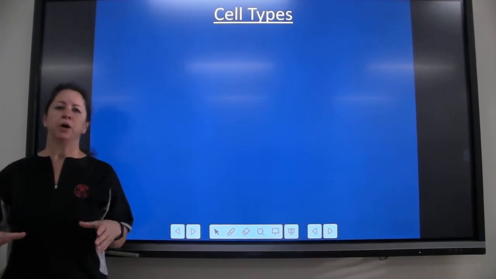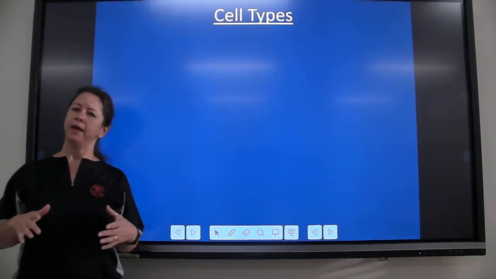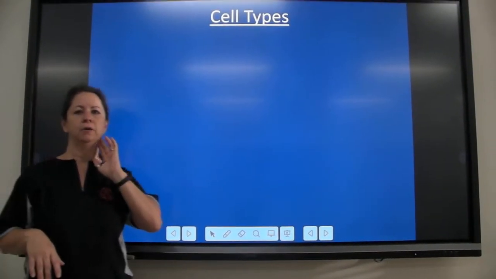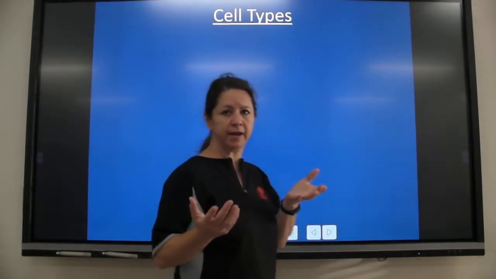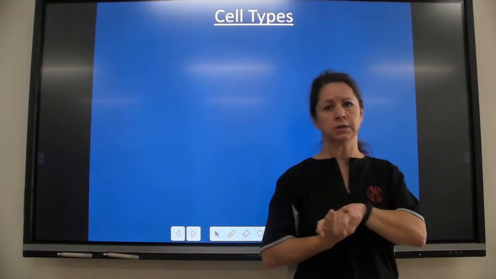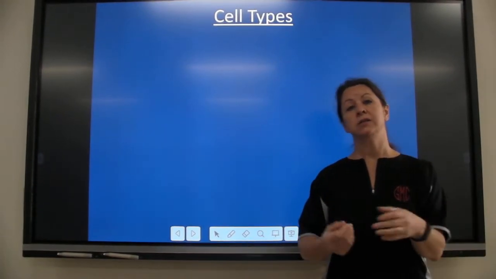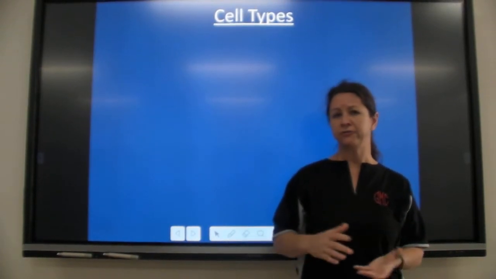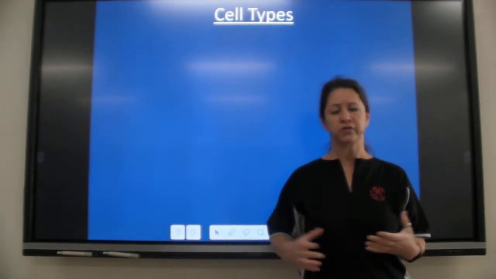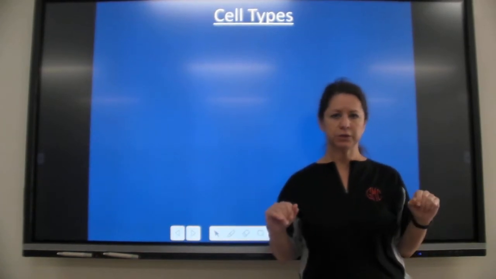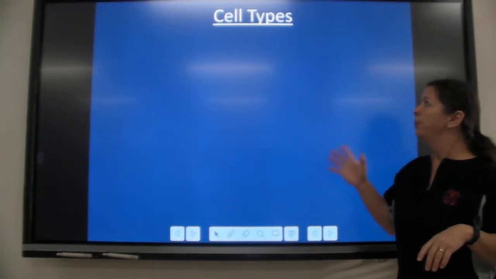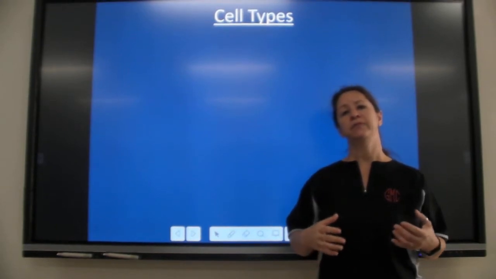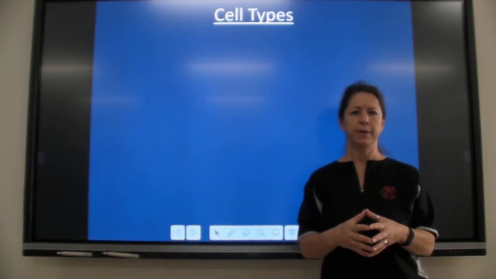So we have talked about plant cells, we've talked about animal cells, we've talked about all the organelles found in plant cells and animal cells. We've looked at some protists. We know that they have those organelles too. And we've talked about fungi, which also have all the same organelles with some special ones here and there. But there's one other type of cell that we haven't talked a lot about.